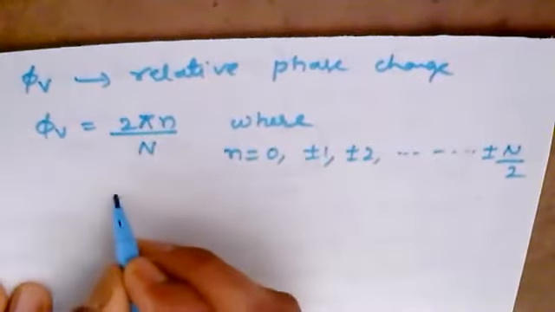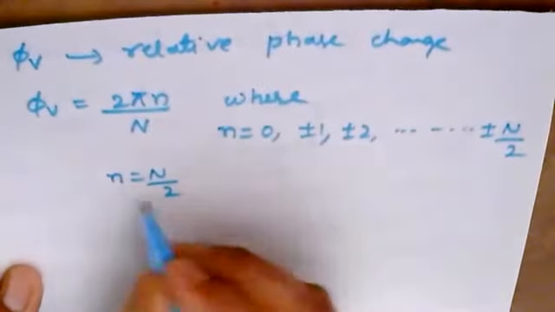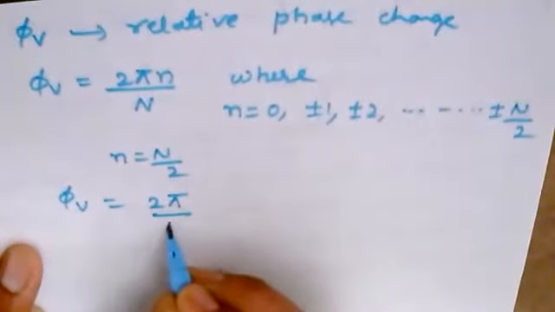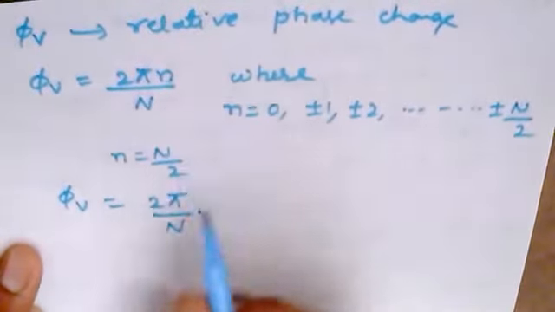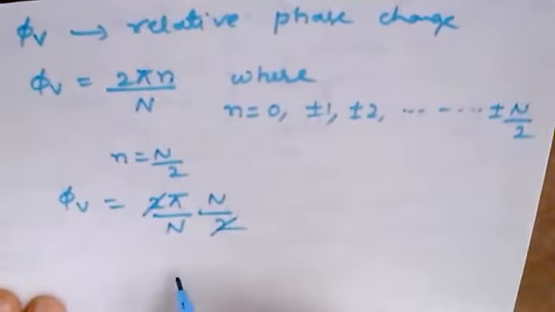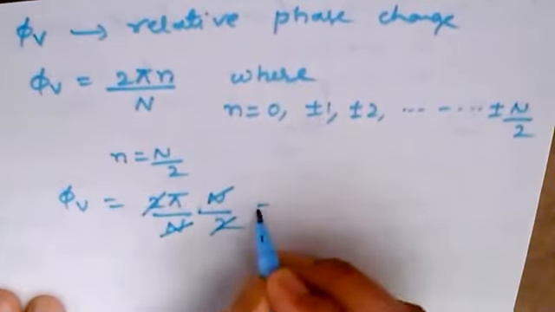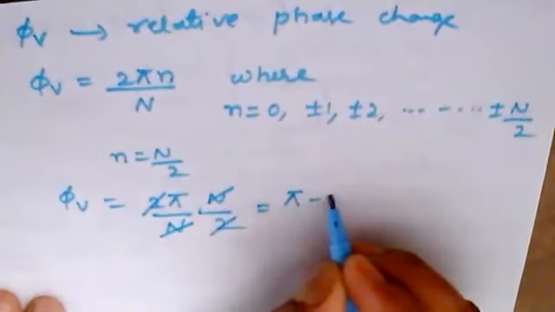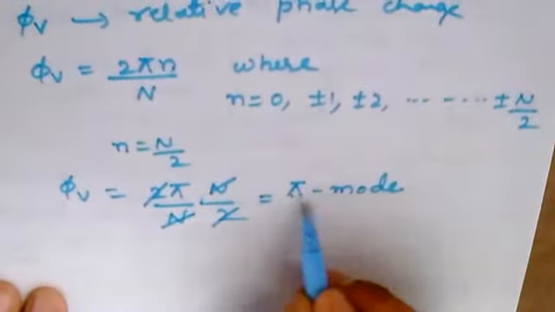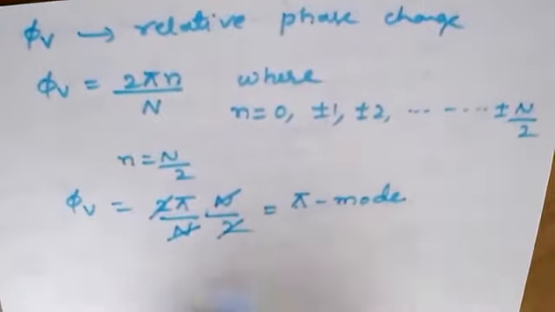Whenever we substitute n is equal to N by 2, which is for an even number, then phi v will be equal to 2 pi by N into N by 2 in place of n. Then this 2 will be cancelled out, and this N and this N will be cancelled out. In such a case, we can say that the magnetron is operating in pi mode. So this is the pi mode of operation.